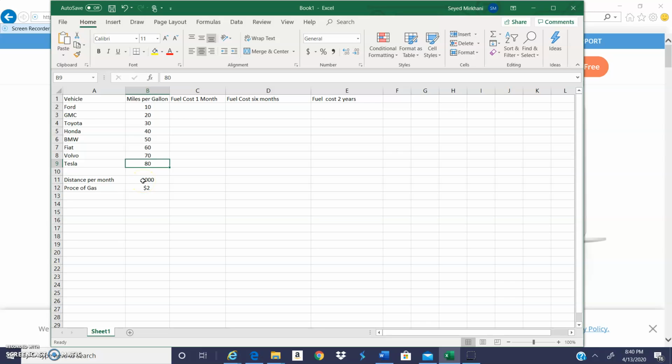Every month, you drive 1,000 miles, for example. You want to know how much you have to pay for the gas. Gas price these days is $2 per gallon.